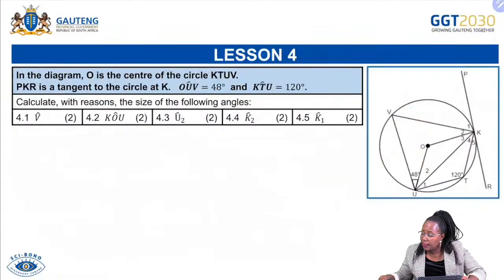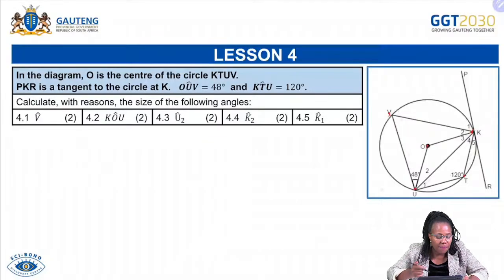And then now the next lesson. In the diagram, O is the center of the circle. And then K, T, U, V. Okay, can you see those vertices are touching the circumference? Four of them, therefore that is a cyclic quad. And then we have PKR, it's a tangent, it touches at point of contact K. And then OUV 48 indicated, and then KUT 120 indicated.